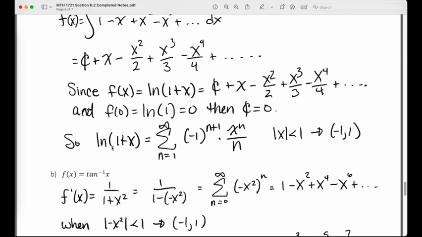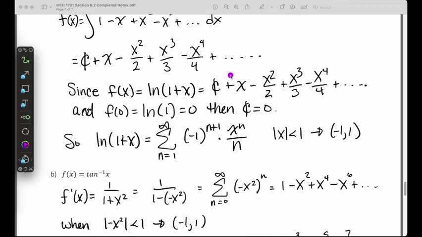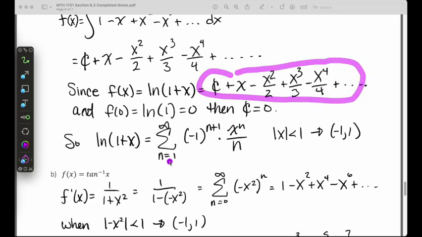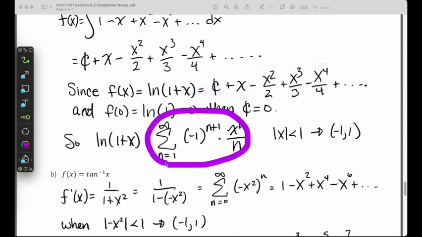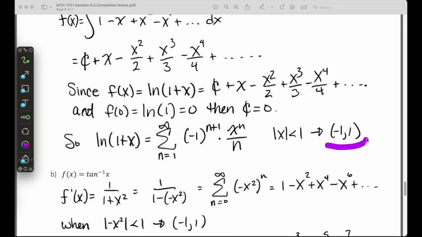And so our power series for the natural log of 1 plus x is going to be the sum of negative 1 to the power of n plus 1 times x to the n, all over n. That is what we get when we write this in terms of a series. And then for our interval of convergence, we're just trying to find the absolute value of x to make sure that it's less than 1. So our interval of convergence is going to be from negative 1 to 1, non-inclusive.